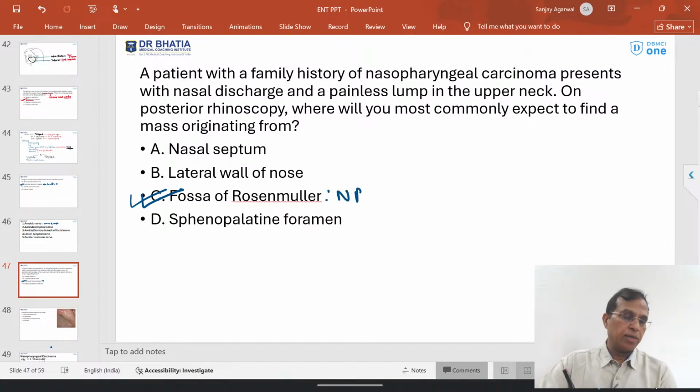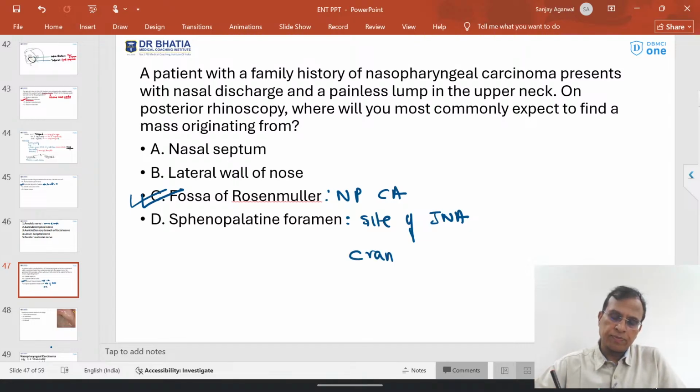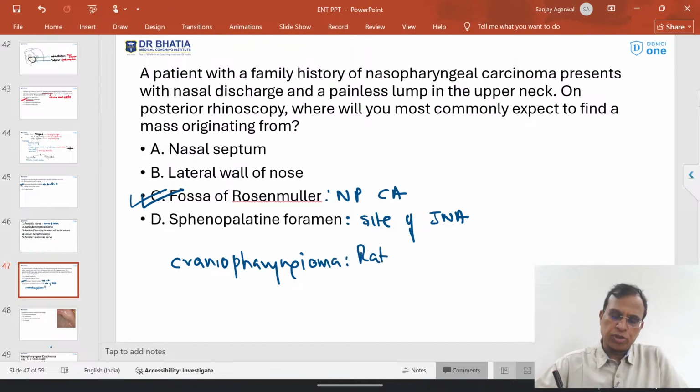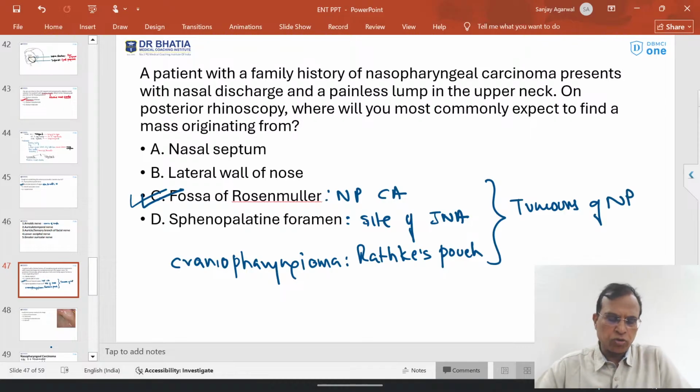This is NP carcinoma, and the sphenopalatine foramen is a site of JNA, juvenile nasopharyngeal angiofibroma. It arises from the sphenopalatine foramen. And craniopharyngioma arises from Rathke's pouch. These are all tumors of the nasopharynx. So in the nasopharynx there are these 3 tumors, and I have shown you all three in one slide.